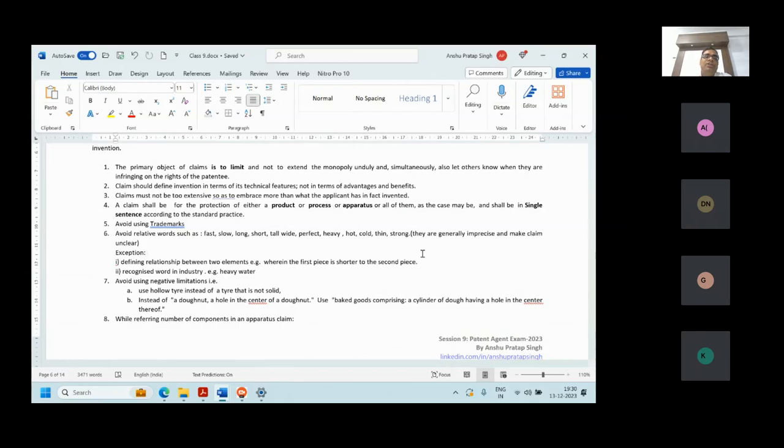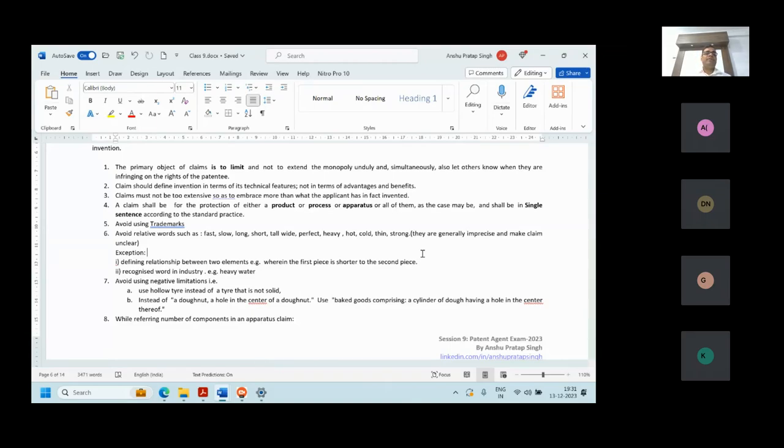Then comes recognizing what the industry and dictionary use, for example, heavy water. There it has to be used. Then you should not use negative limitations. For example, you should not say a tire that is not solid; you should say a hollow tire. Or instead of a donut with a hole in the center, you can say a cylinder of dough having a hole in the center. There is a way of saying it differently. The most important part is that we draft claims in positive language, not negative language. We will not say it will not include or it excludes. Those words will not be used.